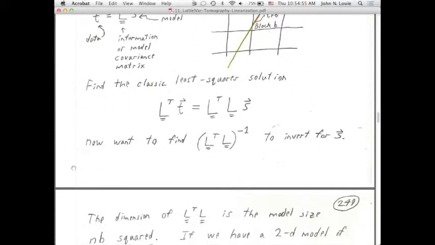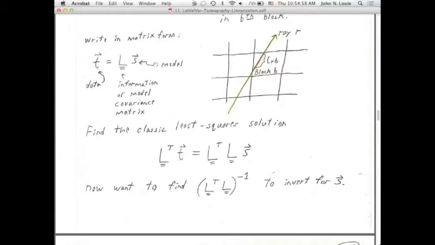Okay. So with this matrix form, you're probably already saying, oh yeah, it's got a classic least squares solution, right? L has dimensions of nr by nb, the number of rays times the number of blocks. That's very rarely going to be square, right? And to invert a matrix, it's got to be square first. So a good trick is to take the transpose of the L matrix and pre-multiply by it. That creates a square matrix, right?